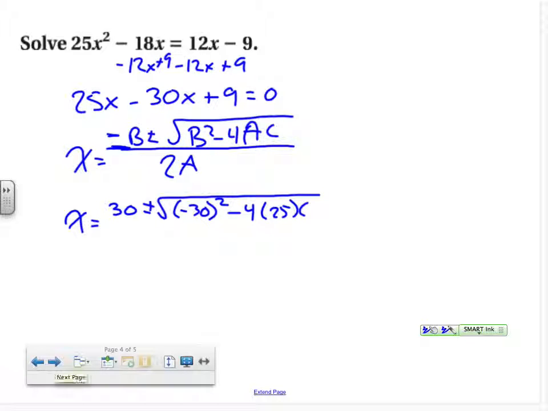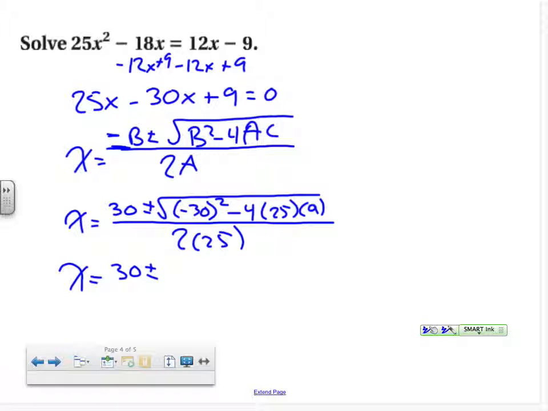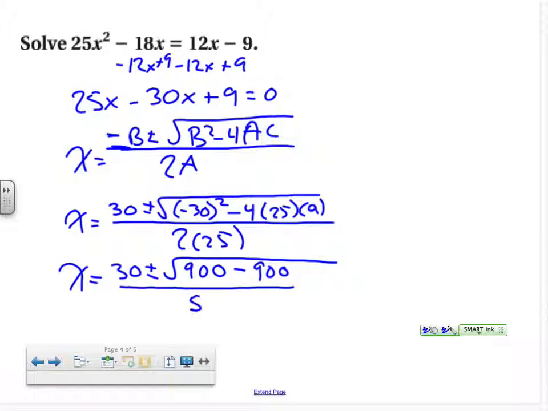All right, so what we got. We'll do our value underneath the square root first. 30 squared. I'm saying 30 and not negative because of the squaring. That'll be 900 minus 4 times 25, which is 100. 100 times 9 is 900. 2 times 25 is 50.